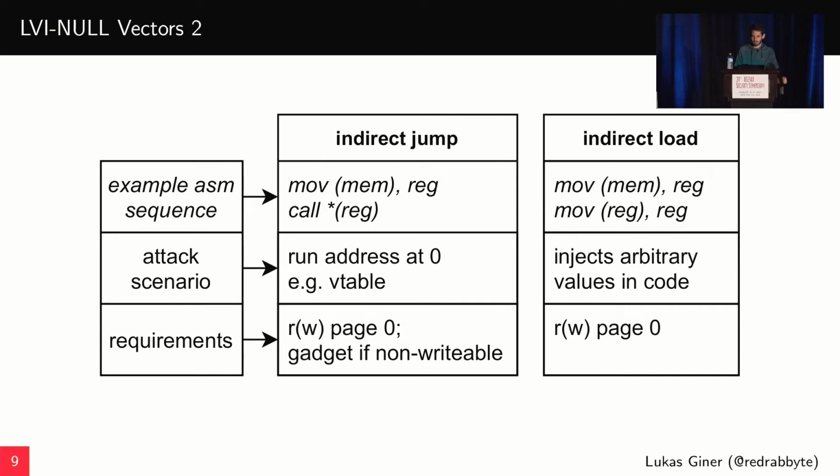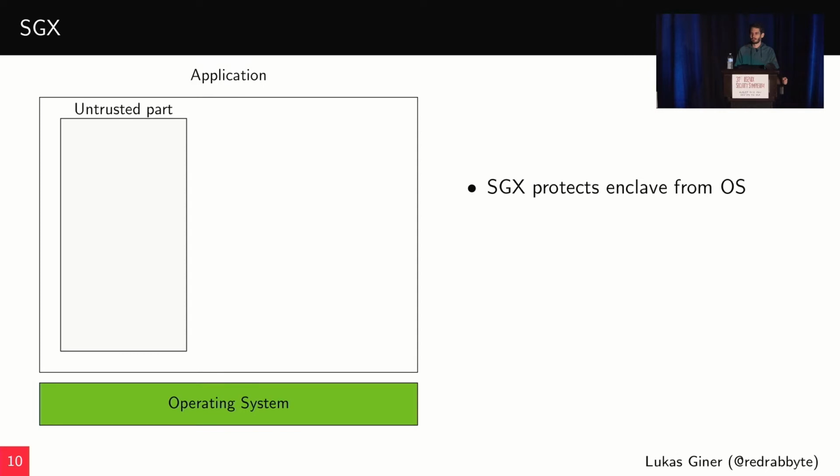Firstly, it's not mapped. And secondly, why would an attacker have access to the 0 page of a victim process? That doesn't usually happen. So this is where our lovely threat model of SGX comes into play. You're going to hear a bit more about SGX, I think, later this session. So let's make this quick.